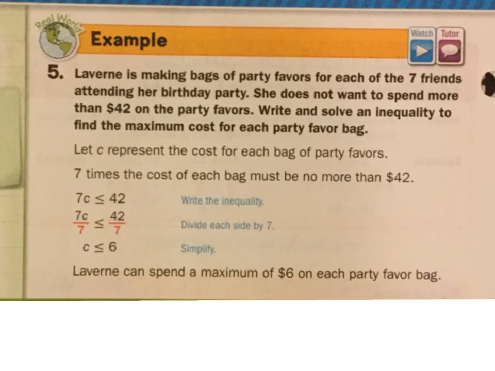So she would spend $42, but she would also spend less. And she has 7 friends. So it's going to be 7 friends times the cost of the party favors needs to be less than or equal. It could go all the way to 42. Less than or equal to 42. So now I just want to solve for C. So it's times 7. Now I'm going to divide each side by 7. And then C is less than or equal to 6. Just like that. Okay, so she could spend a maximum of 6.